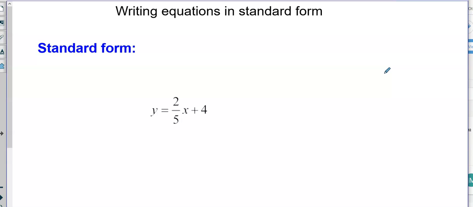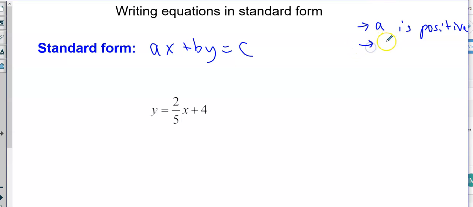So standard form has a couple of things to it. Standard form officially looks like this: ax plus by equals c. But there's a couple of things that we're very particular about. One requirement is that a must be positive. So if a is not positive, you would divide everything by a negative and make sure a is positive. A has to be positive.